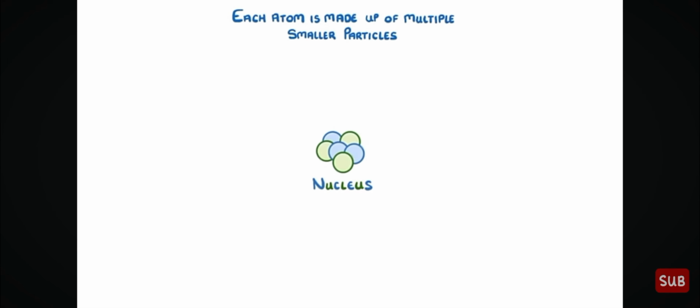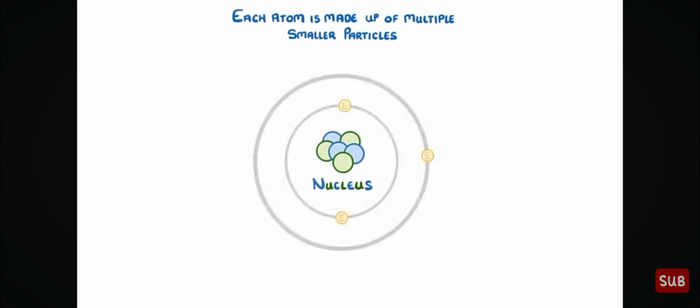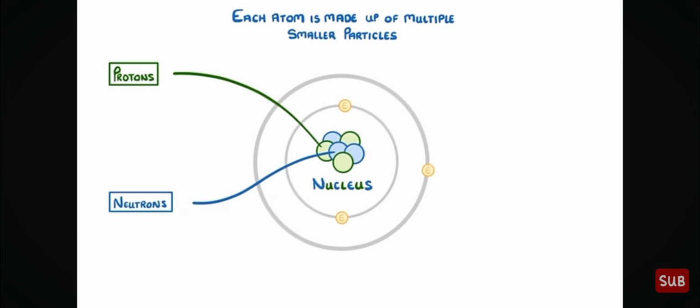The first thing to know is that each atom is made up of multiple smaller particles. And its basic structure is a central nucleus surrounded by electrons, which orbit around the nucleus in rings that we call shells. Although we've only shown one electron orbiting here, in reality all of the electrons would be moving all the time. The nucleus itself is made up of two different types of particles, protons and neutrons, which are packed together in a tight ball.